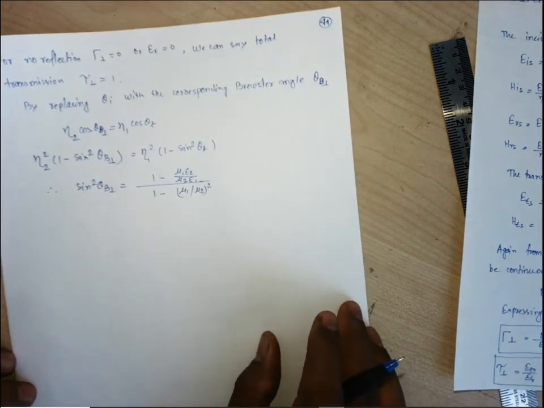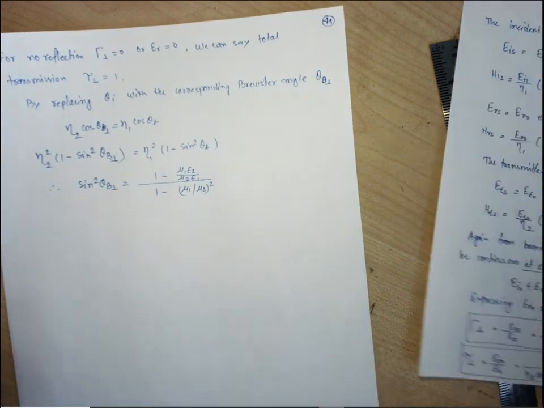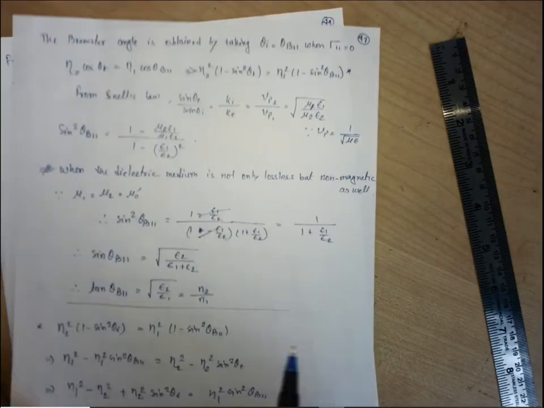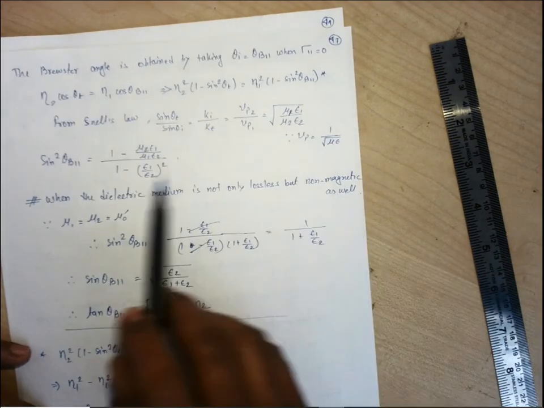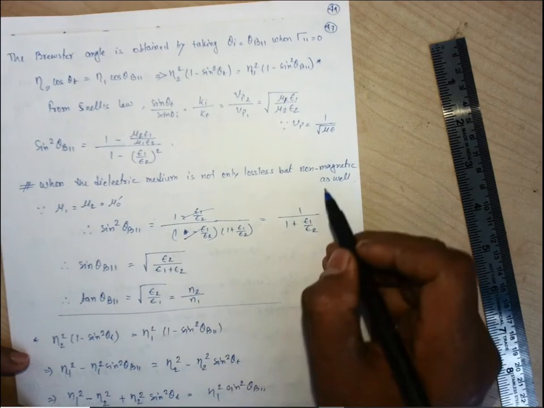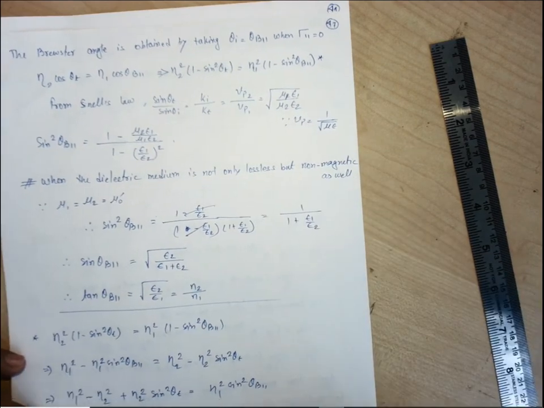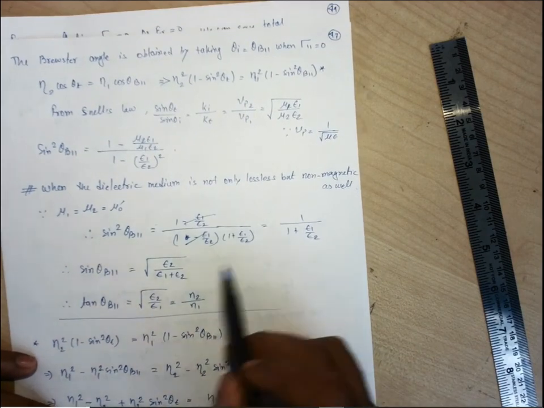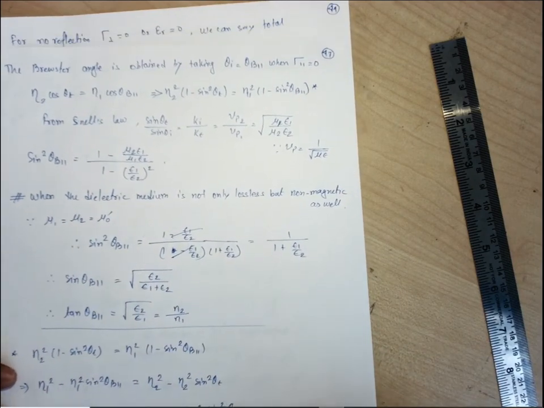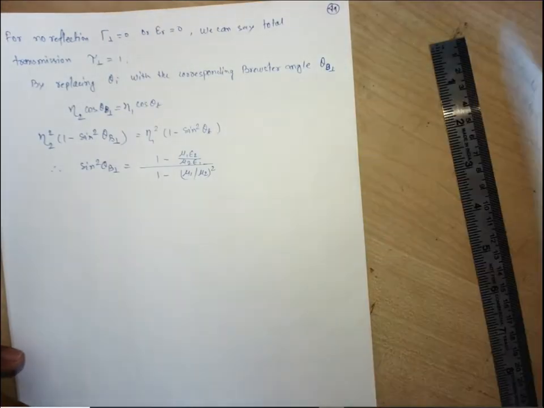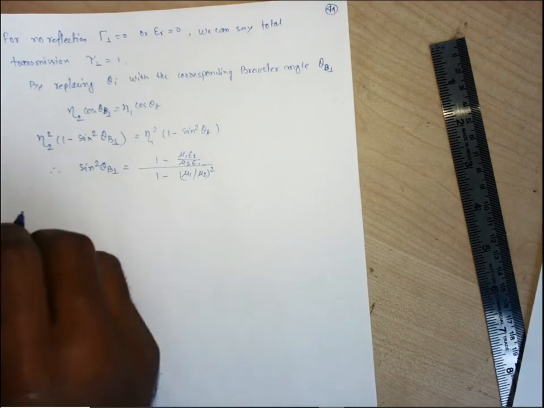Now previously we have seen the simplified form of the Brewster's angle for a non-magnetic medium. So this was the form of the Brewster's angle. This is the condition for a lossless as well as non-magnetic medium. For the lossless and non-magnetic medium, we have the simplified Brewster form as root over epsilon 2 by epsilon 1 plus epsilon 2. So let us check whether we get that simplified form for the non-magnetic medium or not.